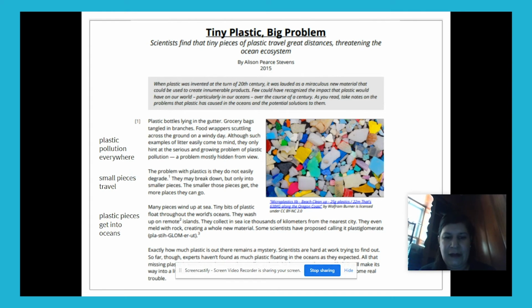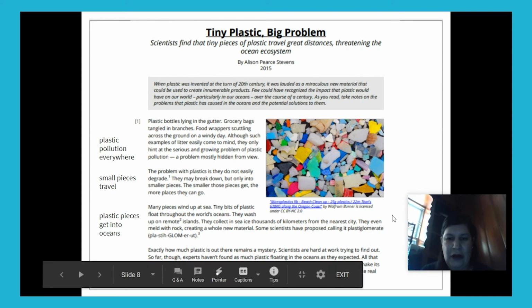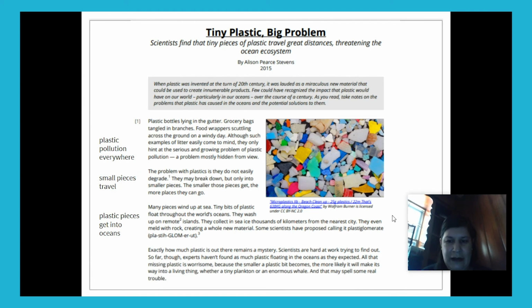Exactly how much plastic is out there remains a mystery. Scientists are hard at work trying to find out. So far, though, experts haven't found as much plastic floating in the ocean as they expected. All that missing plastic is worrisome because the smaller a plastic bit becomes, the more likely it will make its way into a living thing, whether a tiny plankton or an enormous whale, and that may spell some real trouble.